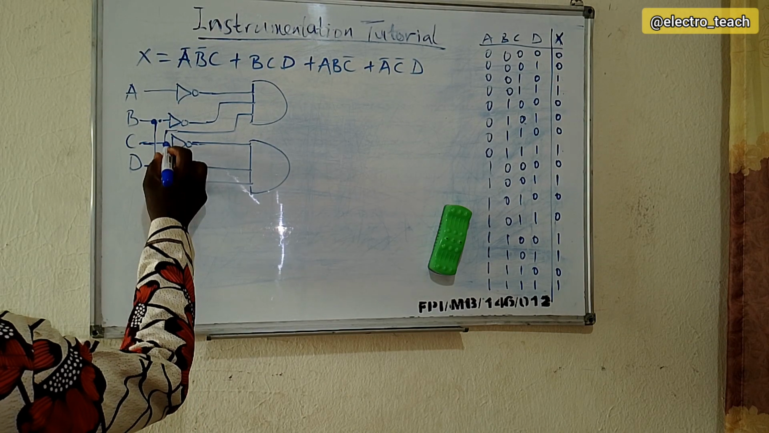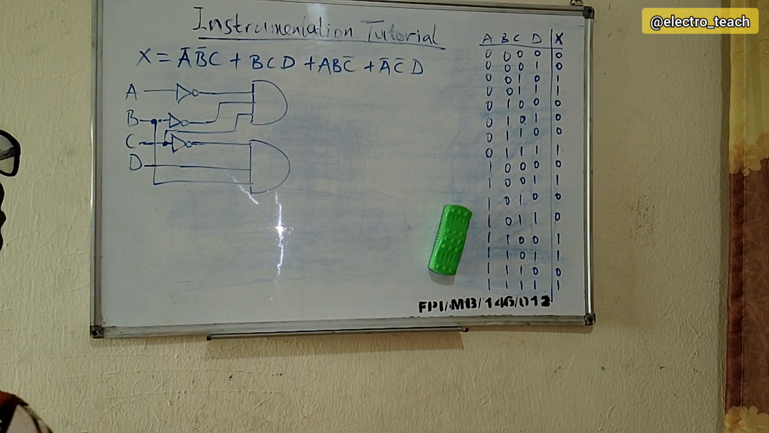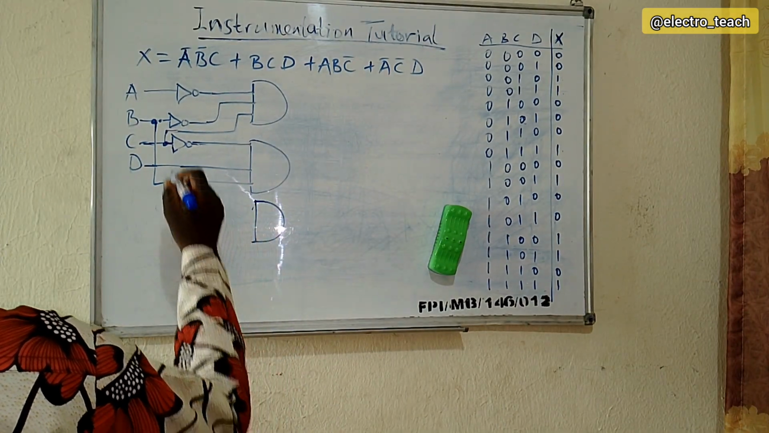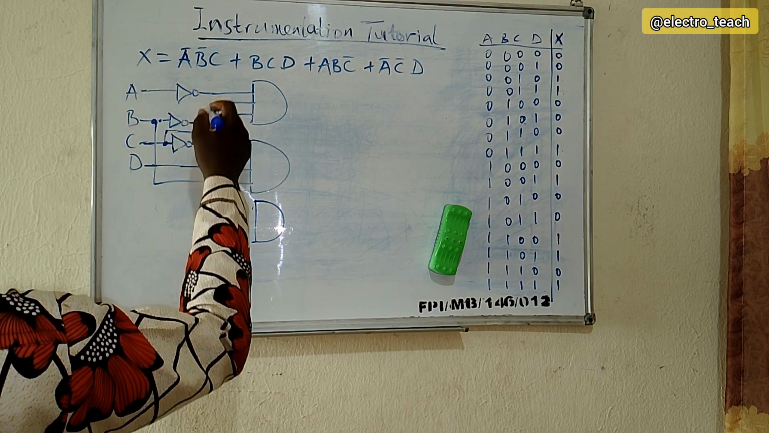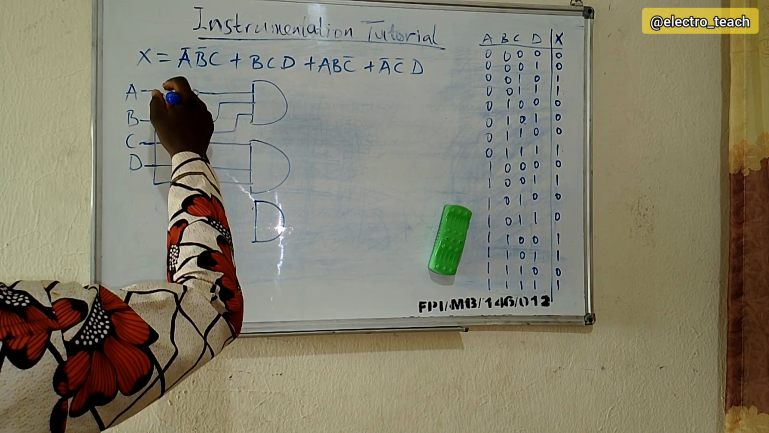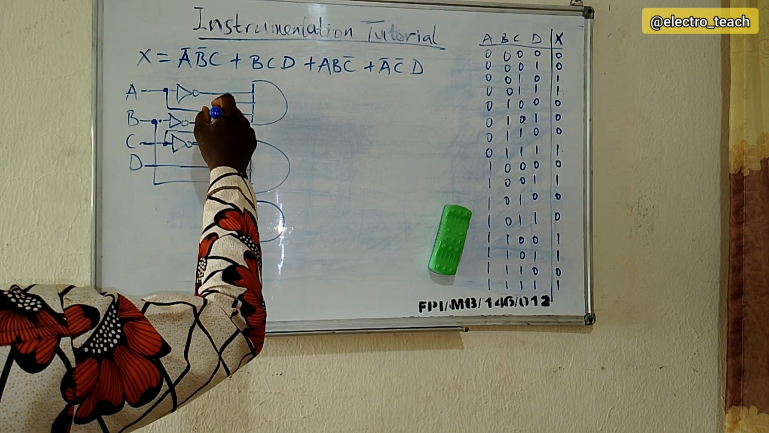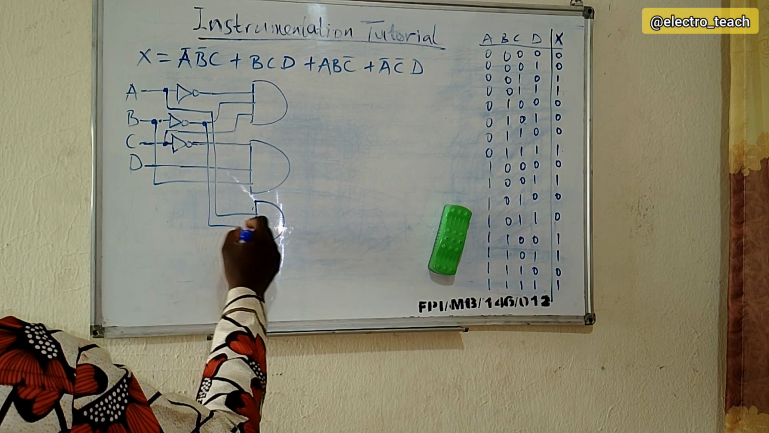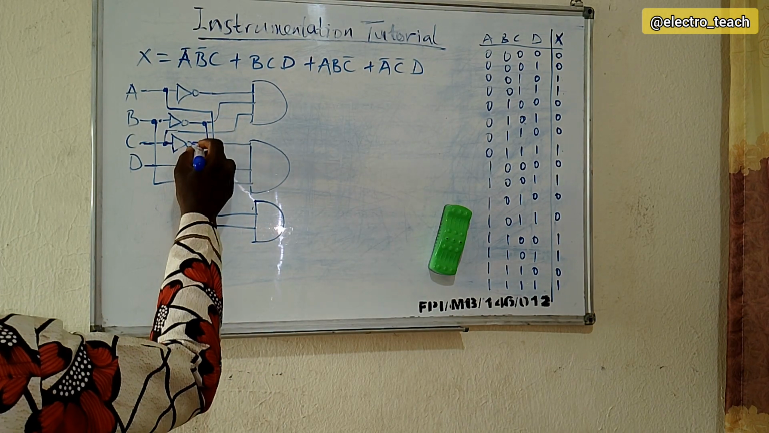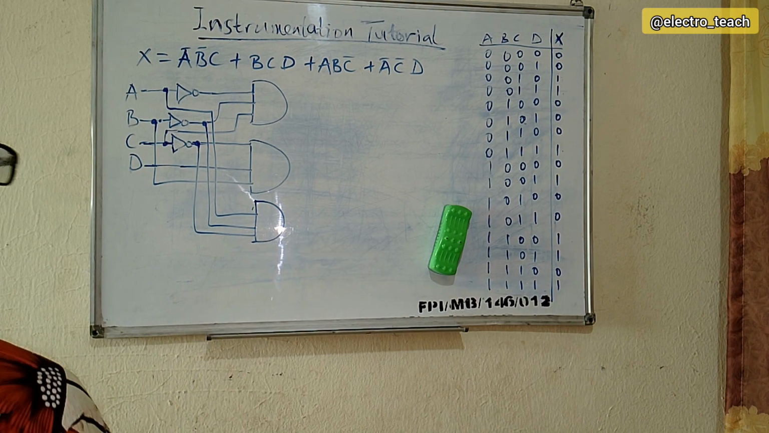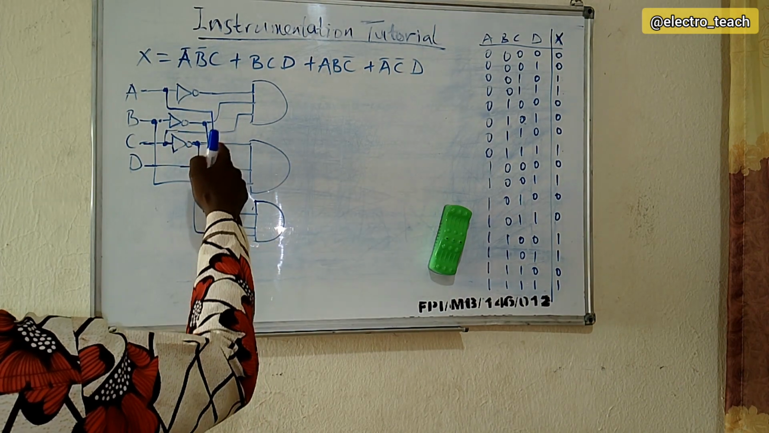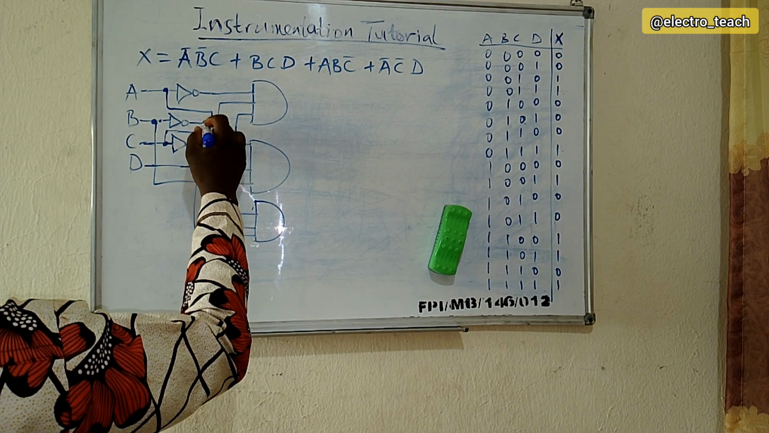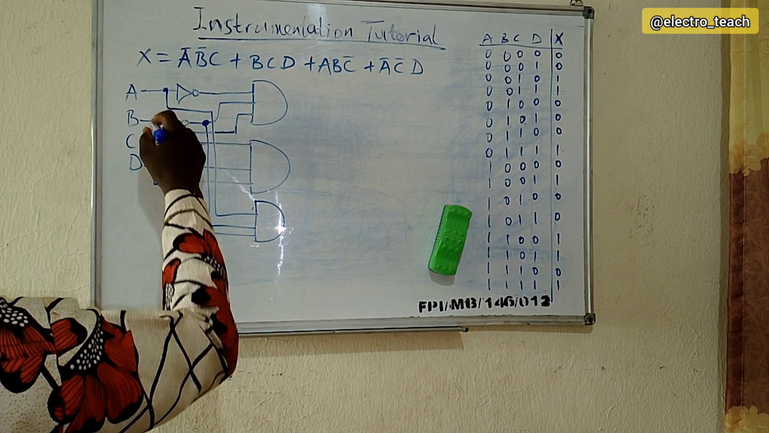Then the next one, A, B, C bar, another AND gate. We can bring A down from somewhere. Let me use this place. A, then B, then C bar is coming from here. These ones are just crossed, they are not connected. When they are connected, there is a dot there at the point of connection.